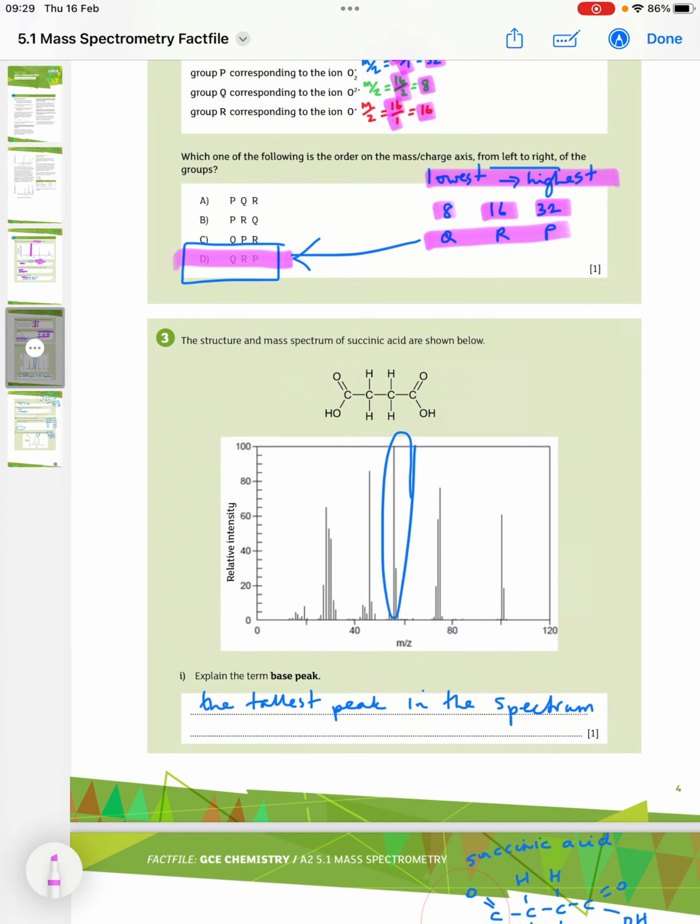Next, we've got the structure and mass spectrum of succinic acid. Here's the structure. You see it's a symmetrical molecule, carboxylic acid group at each end, and then two CH2 groups in the middle. And then we have the mass spectrum here. Explain the term base peak. So it's the tallest peak in the spectrum, and that's what we expect for that.